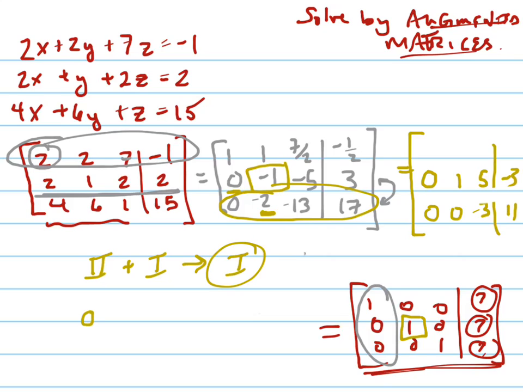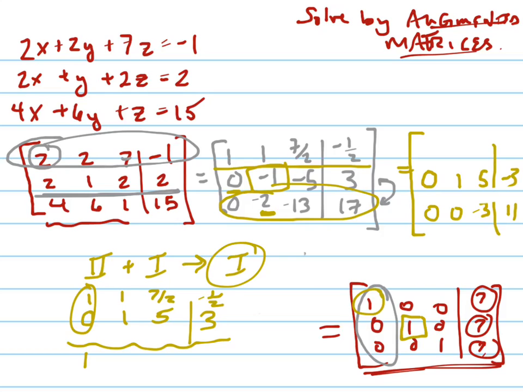So here's row 2, 0, 1, 5, 3. Row 1 is up here. It's 1, 1, 7 halves, negative 1 half. So when I add those together, I'll do the work underneath here. I get 1 still, which is a good thing because that needs to be a 1 still.